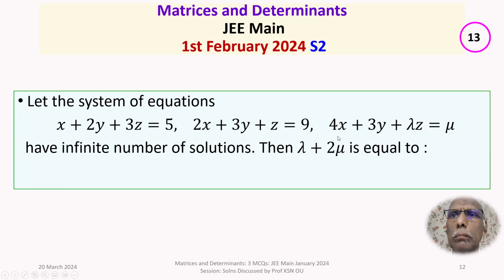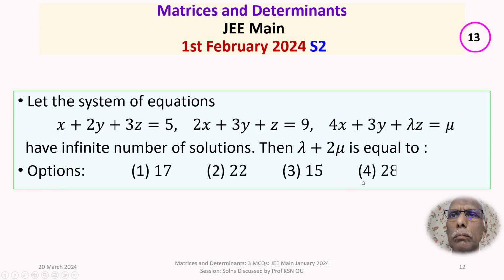Then lambda plus 2 mu is equal to, we are given four options. Agreed. Now, for what values of lambda and mu does this system have an infinite number of solutions? For those values of lambda and mu, take lambda plus 2 mu and find the correct answer. For this, we are using the rank method in this discussion.